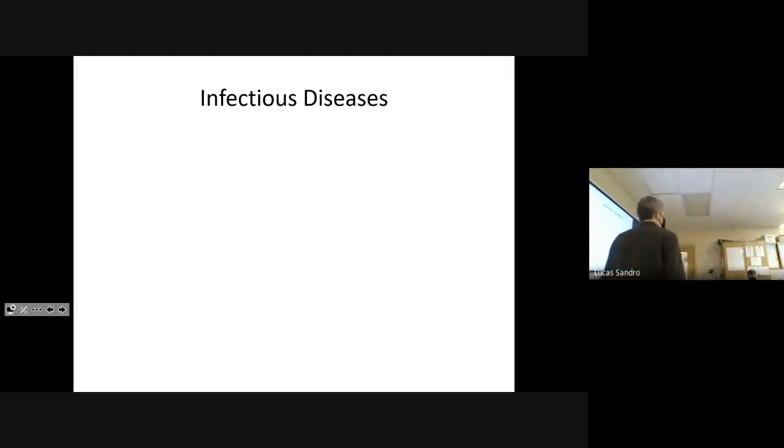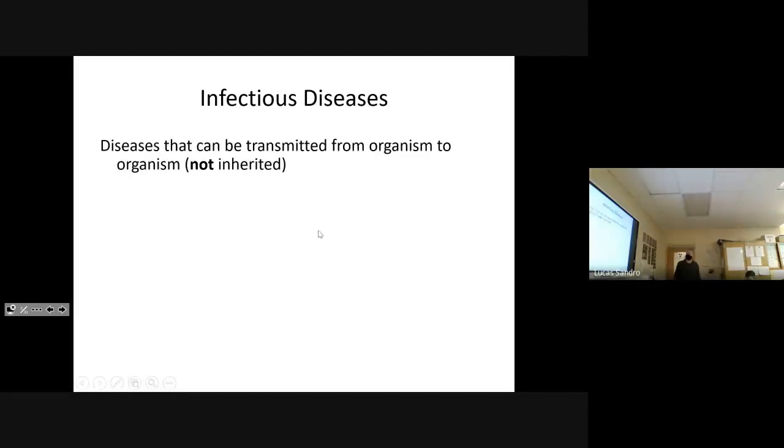This is different. When we say infectious diseases, we mean the kind that can get transmitted from organism to organism. Notice I didn't say person to person. That's because that's not how all diseases travel. First of all, plenty of infectious diseases infect other organisms, not humans. But even besides that, human diseases don't always come from other humans.